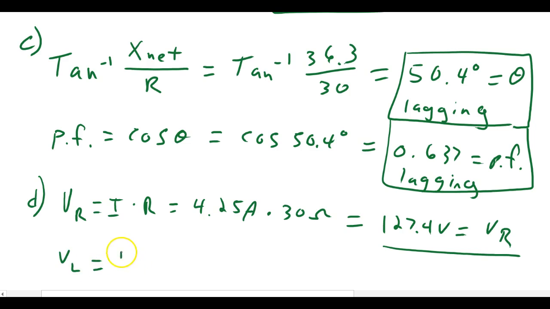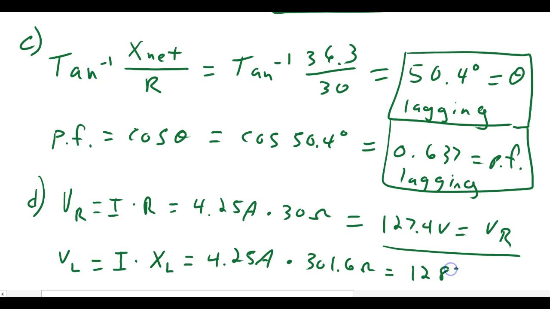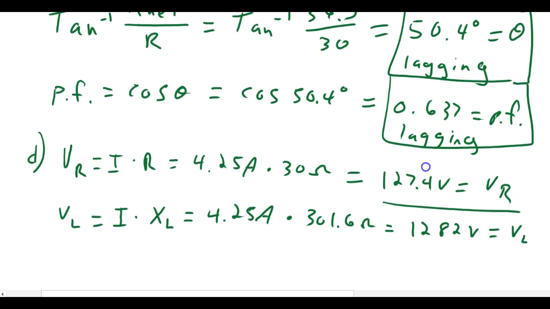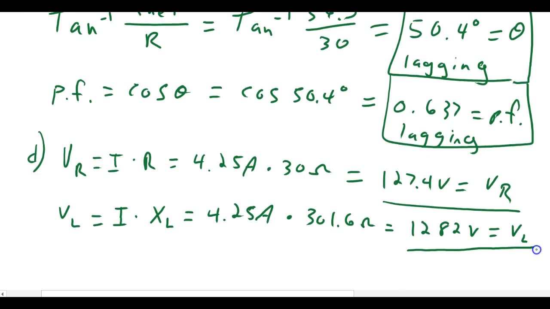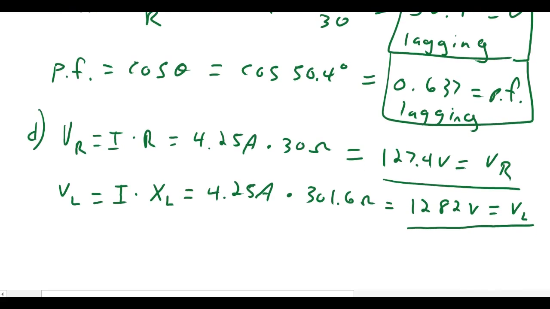VL equals I times XL, the inductive reactance. We have 4.25 amps multiplied by 301.6 ohms, and that gives us 1282 volts for VL. And notice that that voltage is larger than the source voltage, and that sometimes happens in RLC series circuits. So allow us to carry on before we finish our discussion on that one.